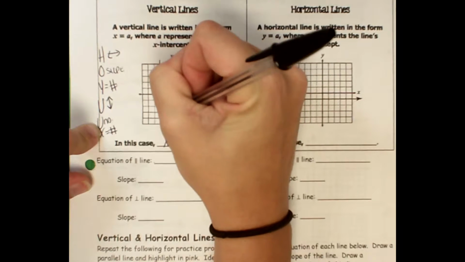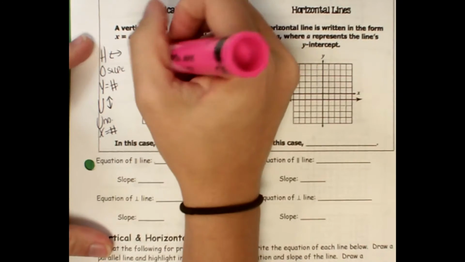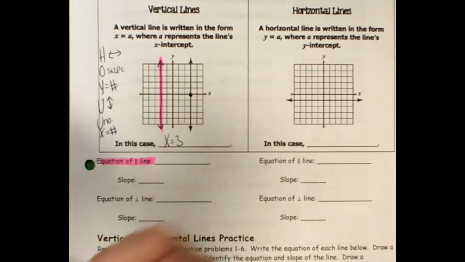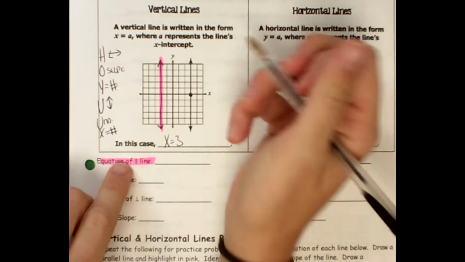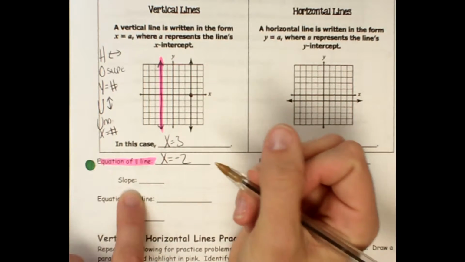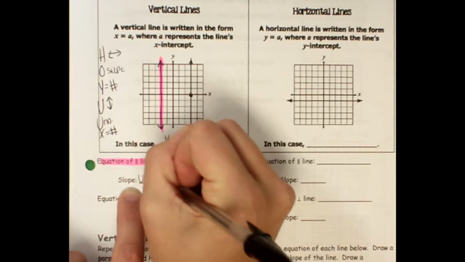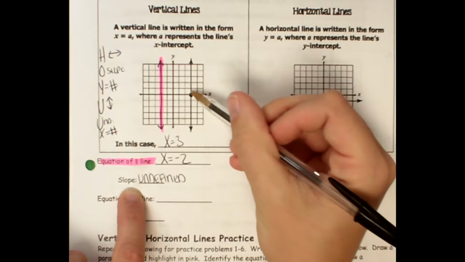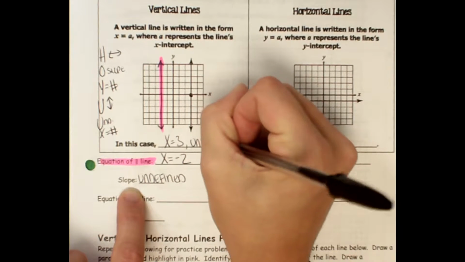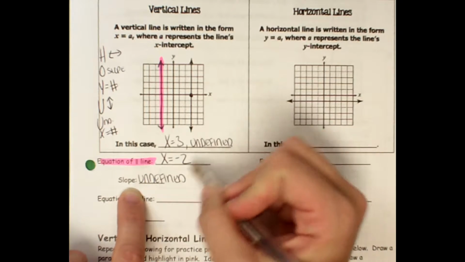Let's draw this one. So in this case, I'm going to highlight my parallel line in pink. So the equation of this parallel line is x equals -2. The slope is going to be undefined. So the slope of this line is undefined, and the slope of my parallel line is also undefined. So these two lines are parallel. They have the same type of slope.